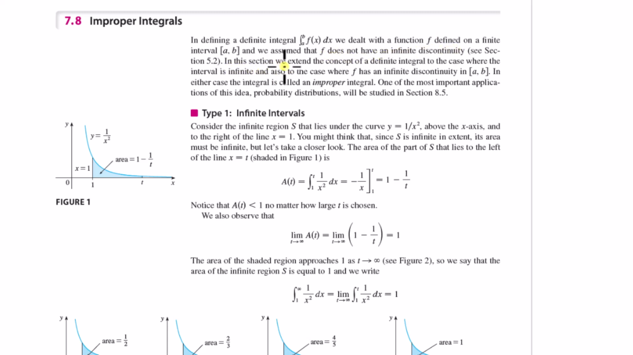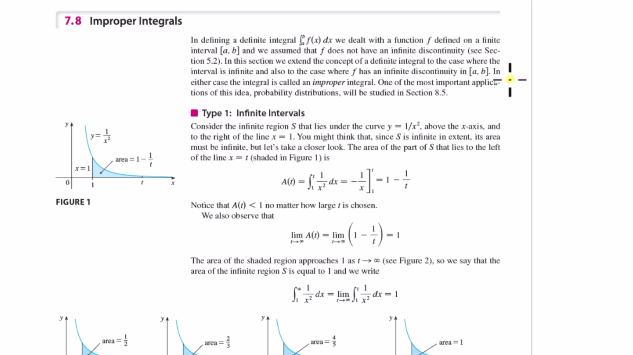In this section, we extend the concept of a definite integral to the case where the interval is infinite, and also the case where the function has an infinite discontinuity in the interval. In either case, the integral is called an improper integral. One of the most important applications of this idea, probability distributions, will be studied in section 8.5. So they only mentioned going off to positive or negative infinity, or the case of an infinite discontinuity.